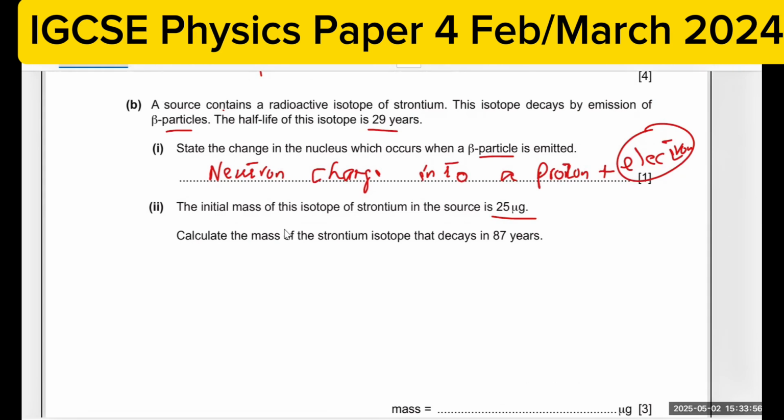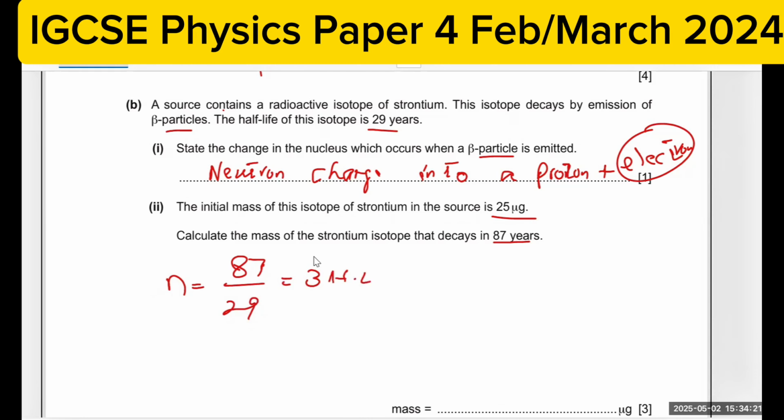Next, the initial mass of the isotope is 25 microgram. Calculate the mass of strontium isotope after 87 years. So what is this? This is the half-life. So one half-life is 29 years. When we calculate the number of half-lives, we need 87 divided by 29 years, and we get three half-lives.